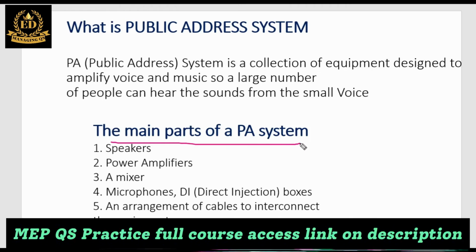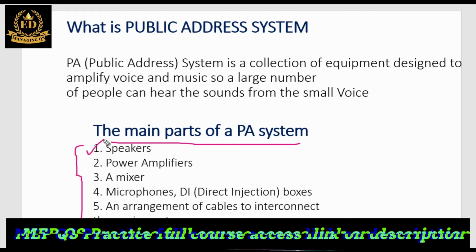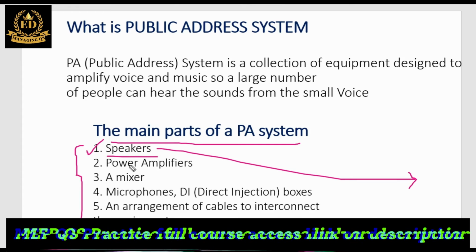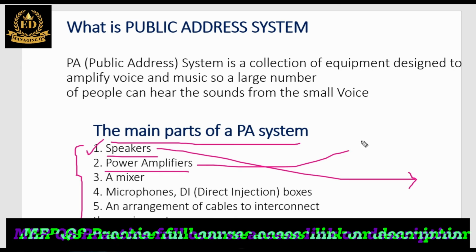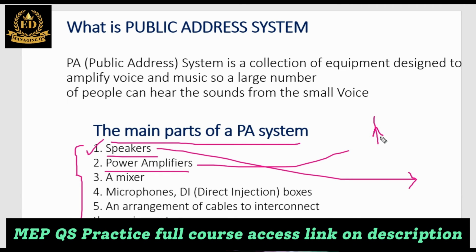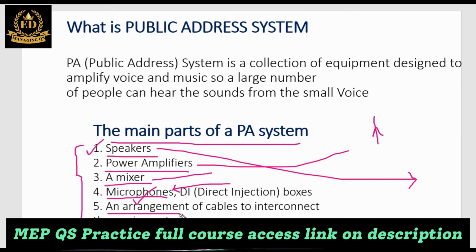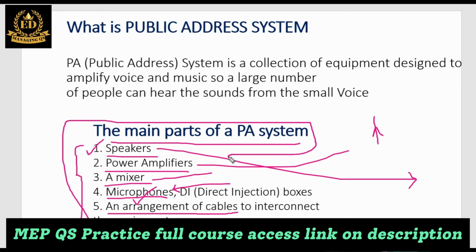The main part of this public address system is that there are some main components available. The first one is speakers. They help us to listen to the advertisement or instruction from the person. And also the power amplifier, which also helps to enlarge the sound. This is the main function. The mixer means we can mix our voice, music and other things. Apart from this, the microphone also helps to announce some instruction. And also an arrangement of cables. So these are the main components or main parts of the public addressing system.